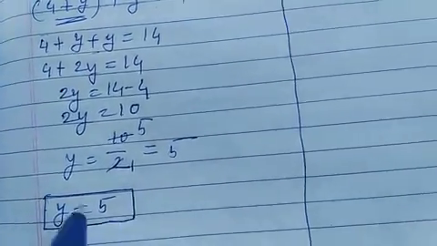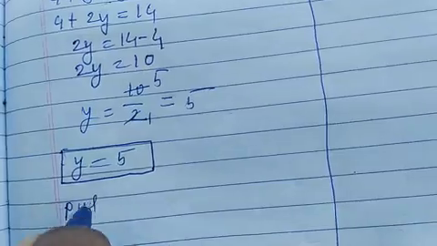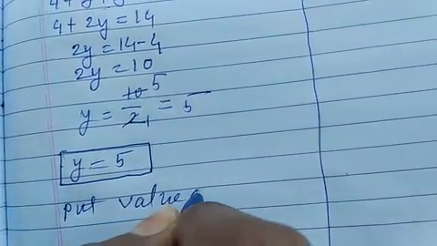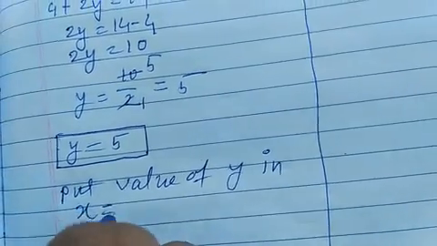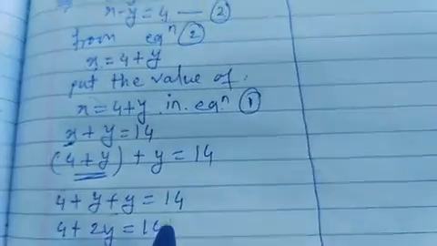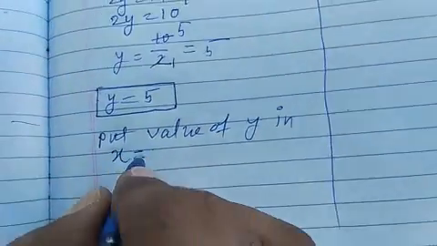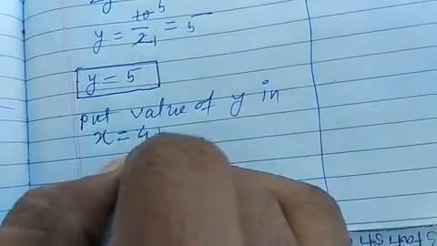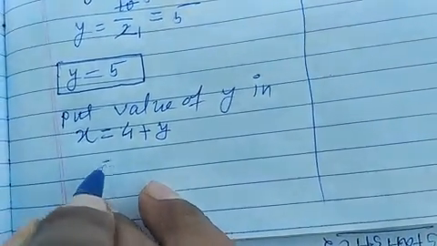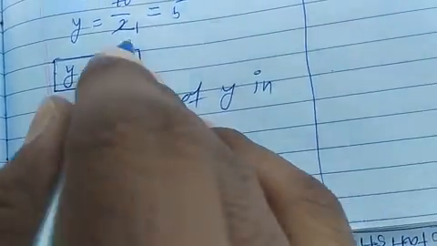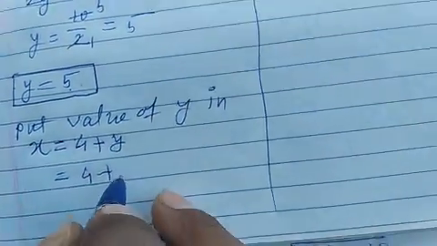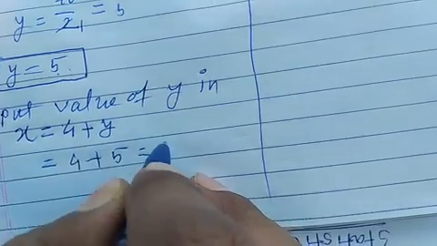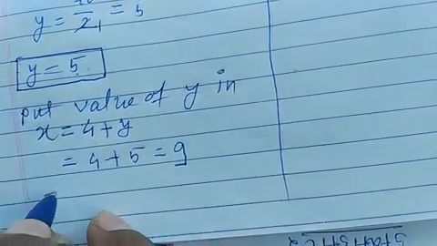Once we get the value of y, I will write here: put the value of y in x. That is x equal to, what is x equal to? x equal to 4 plus y. So I will write x equal to 4 plus y, and that gives 4 plus the value of y. What is the value of x? The value of y is 5. So I will write here 4 plus 5, and that is 9.